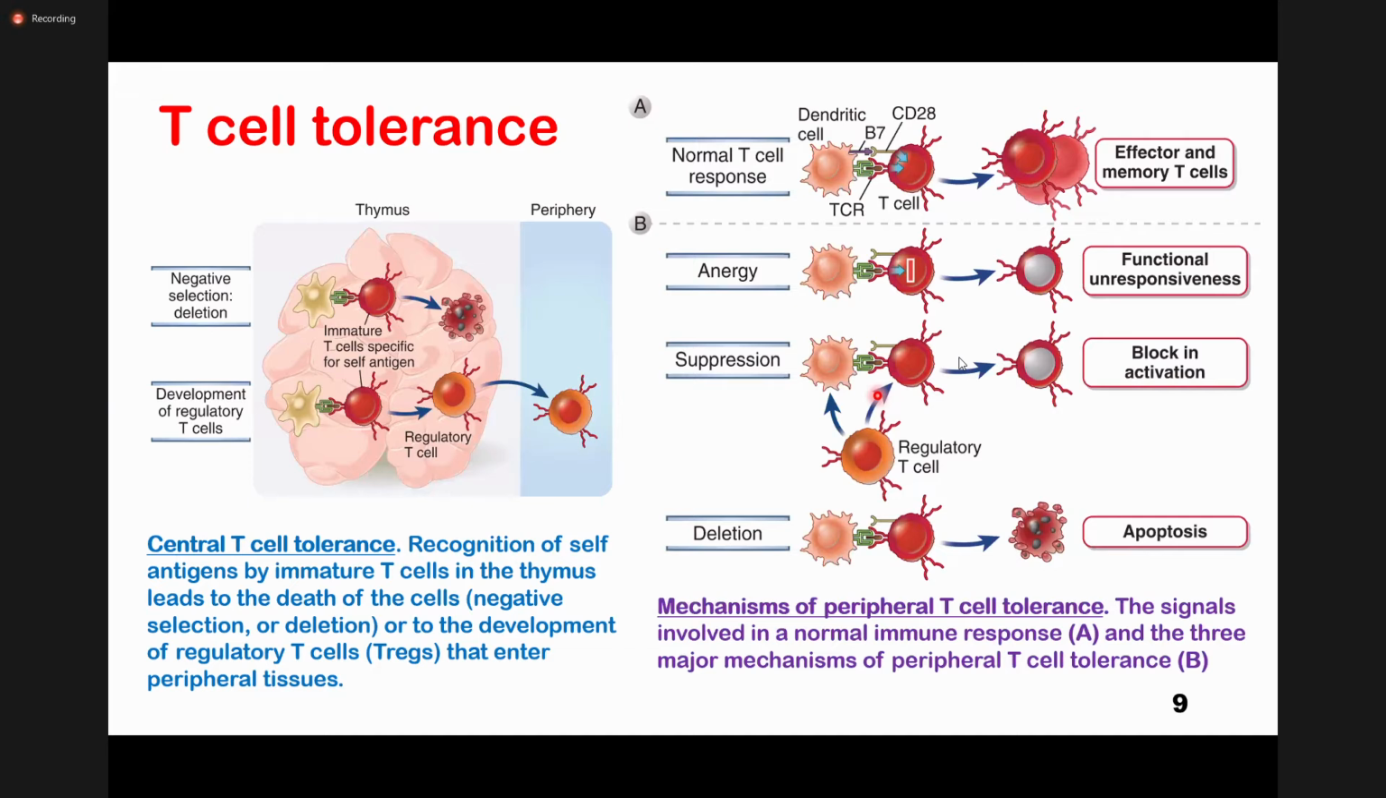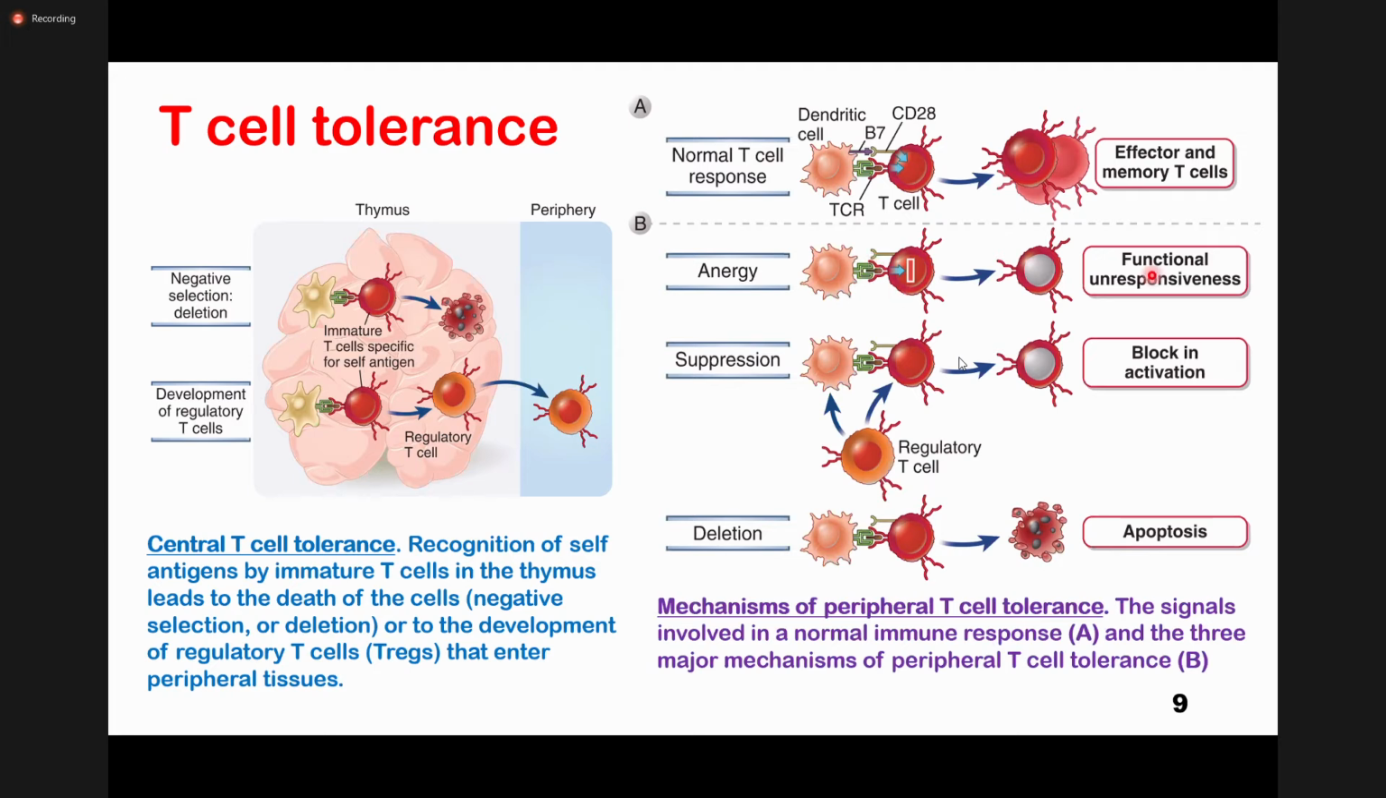In a normal T cell response, this could be your self-antigen over here. Your T cell recognizes it with different co-stimulatory receptors, here CD28 and B7. So there is an immune response with effector and memory T cells. But what happens in tolerance is, number one, as I told you earlier, anergy. That means functional unresponsiveness. There is no response at all, even though the T cell binds to your self-antigen.